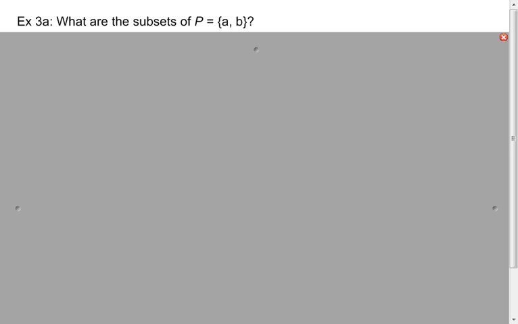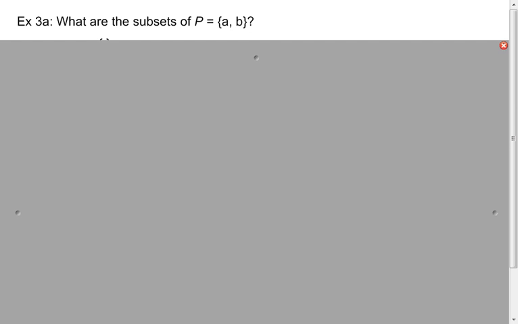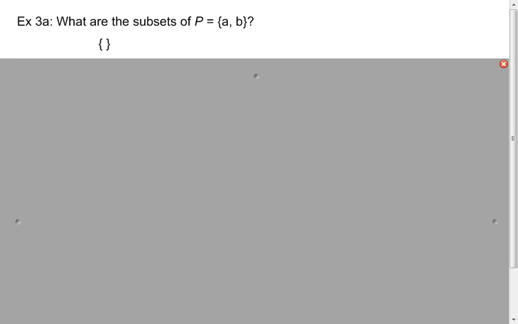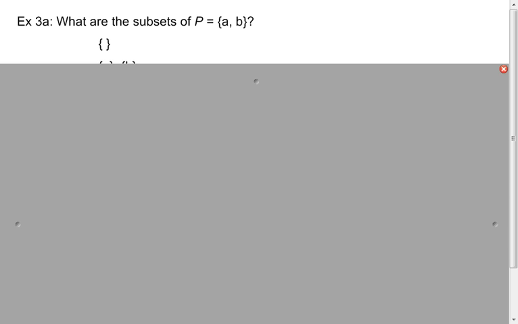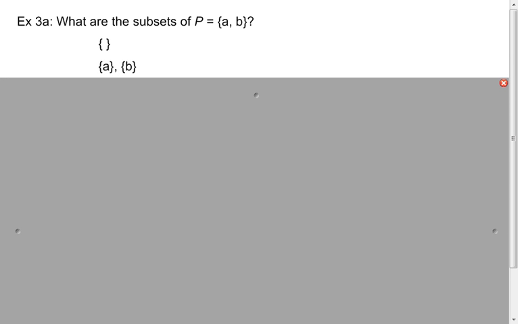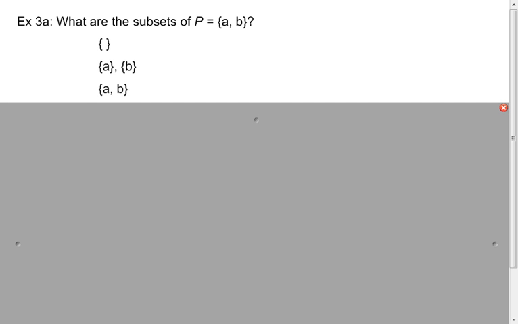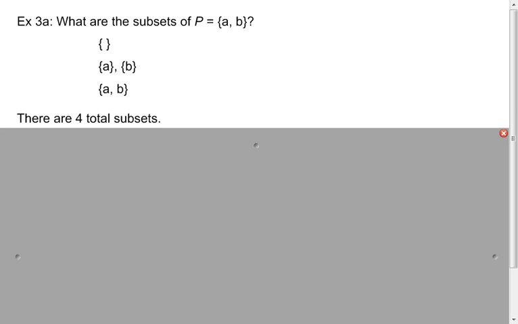Now let's do an example that's not in your book. What are the subsets of the set A, B? Well, I can pull out the null set or the empty set again. I can do that every single time. That's the one that people usually forget. I can pull out my letters one at a time. I can pull out A by itself. I can pull out B by itself. Or I can pull them both out, A and B at the same time. Okay. This problem has 4 subsets. Every time there are 2 elements, you're going to get 4 subsets. That is also a pattern you will find out.